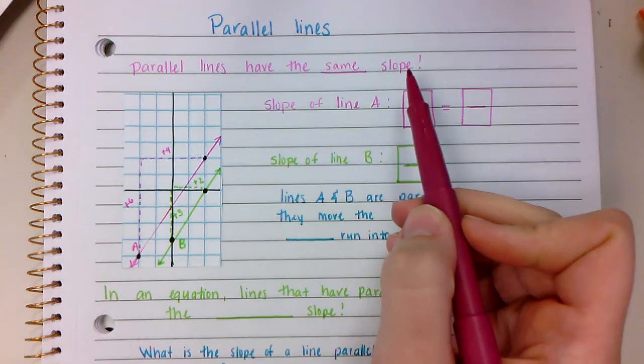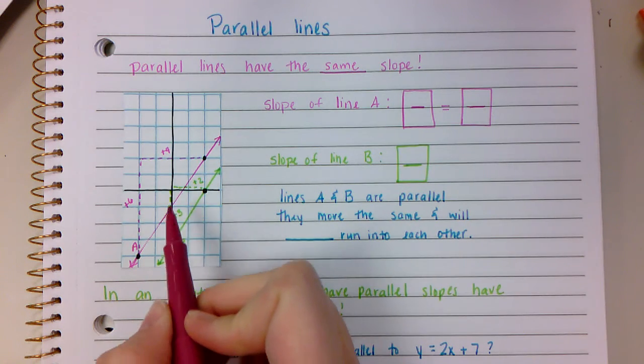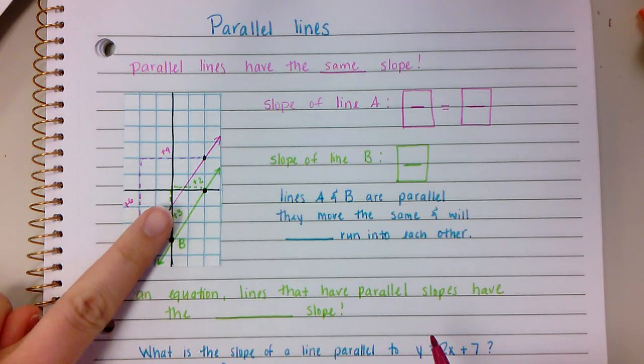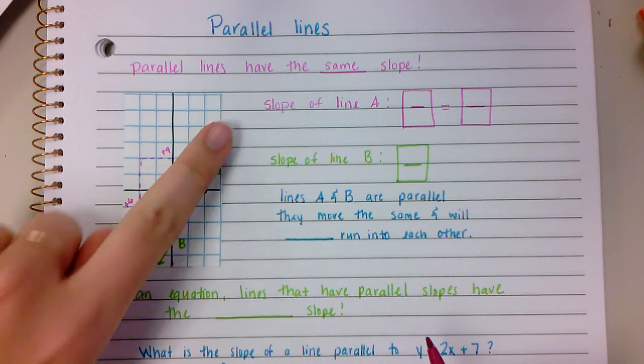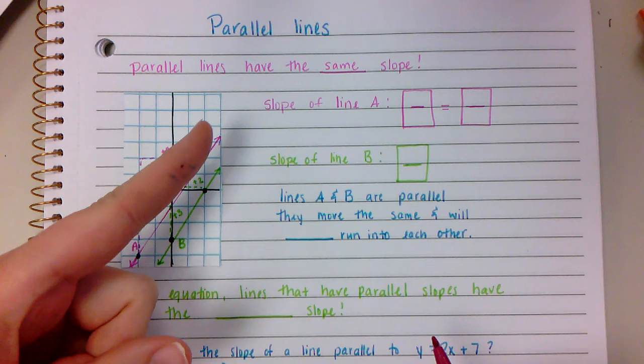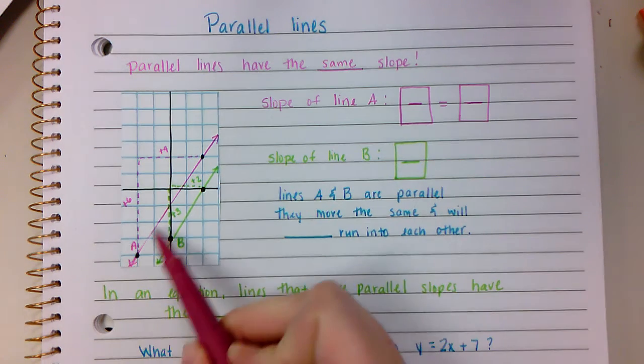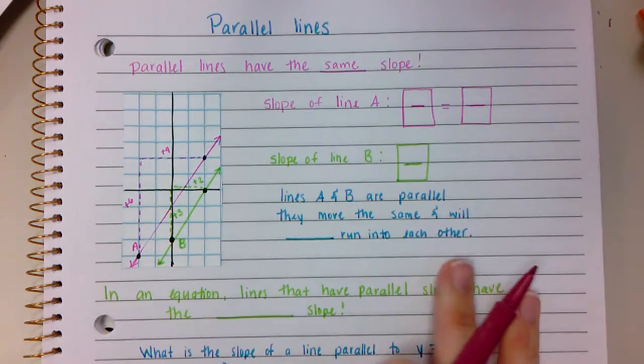So they have the same slope, which means they're both moving the same way. And because they're linear functions, the lines are straight. There's never going to be a point where this line just starts to curve, or else it wouldn't be parallel, right? So let's look at the slope of line A. A is our pink line right here.